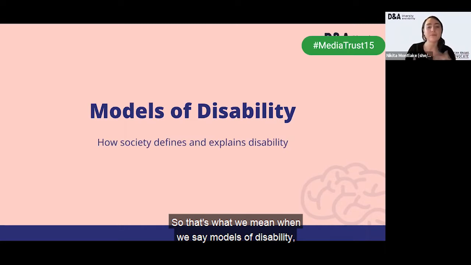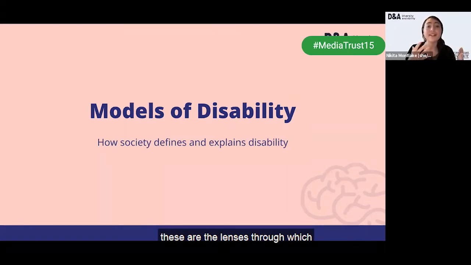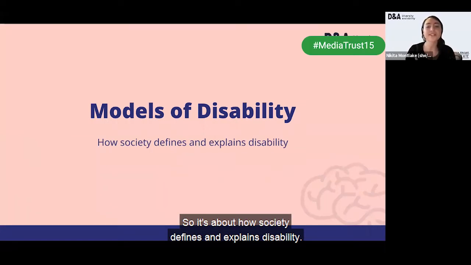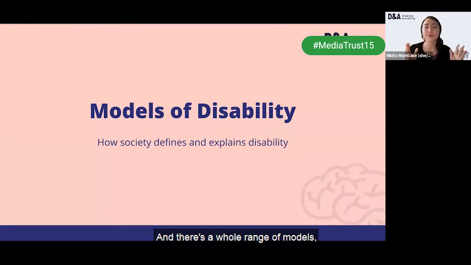So that's what we mean when we say models of disability. These are the lenses through which we view disability. So it's about how society defines and explains disability. And there's a whole range of models. I think currently there are about 9.